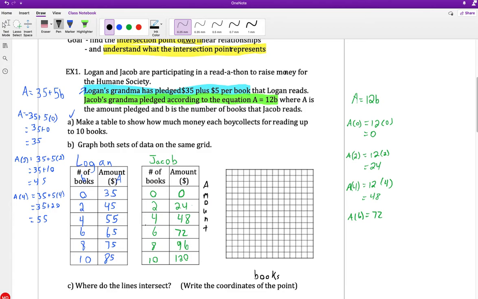Now for books here, if we look, we can go up by 2. We have to make sure our intervals are right. So I'm going to skip 1, go 2, skip again, go 4, and then 6, and then 8, and then 10. Oh, I see why I wrote 9 there.